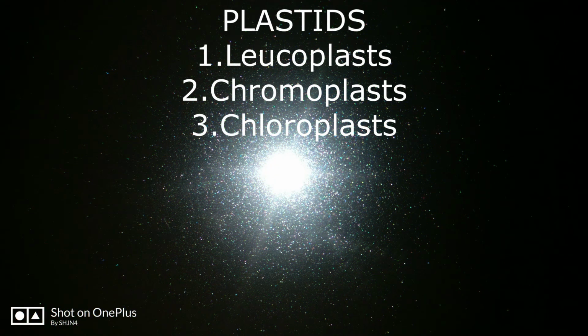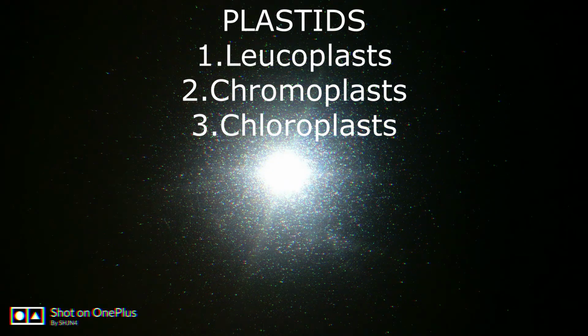Size. They have variable thickness of 2 to 4 micrometer and length of 5 to 10 micrometer. Shape. They may be spherical, lens-shaped, oval, discoid, or even ribbon-shaped in some plants. Number. Their number varies from 1 per cell in Chlamydomonas, a green algae, to 20 to 40 per cell in the mesophyll.